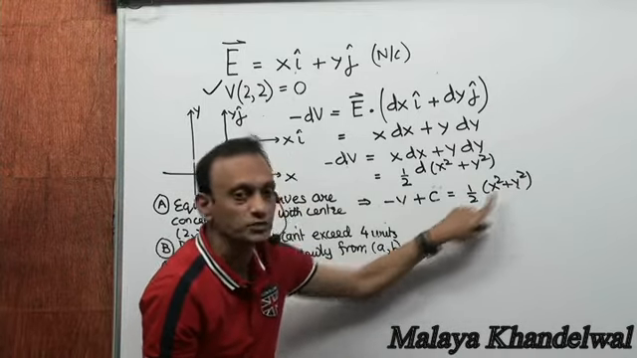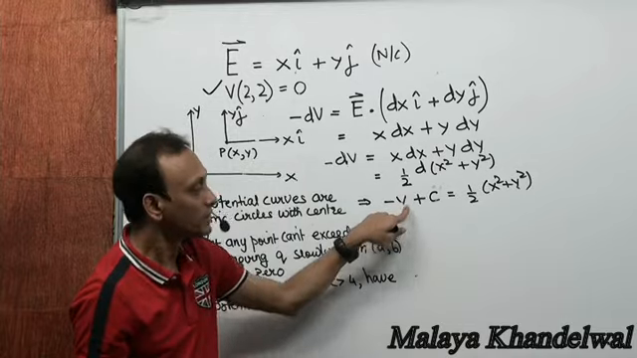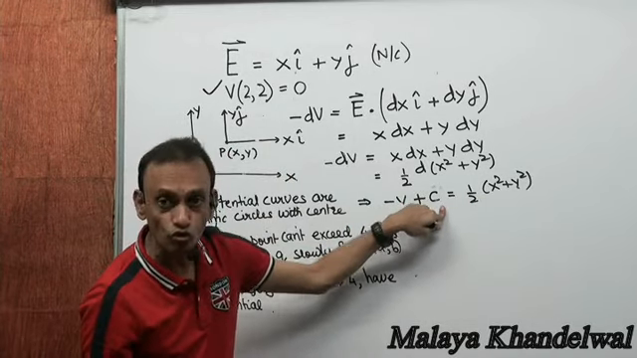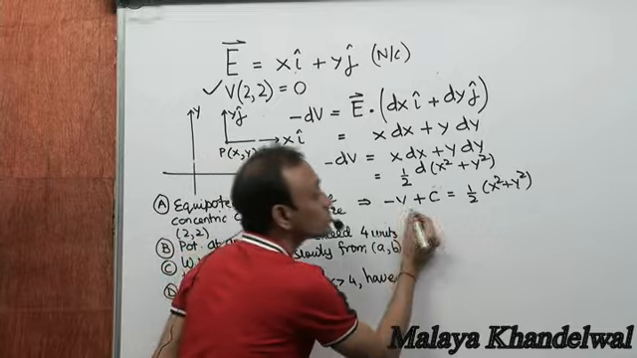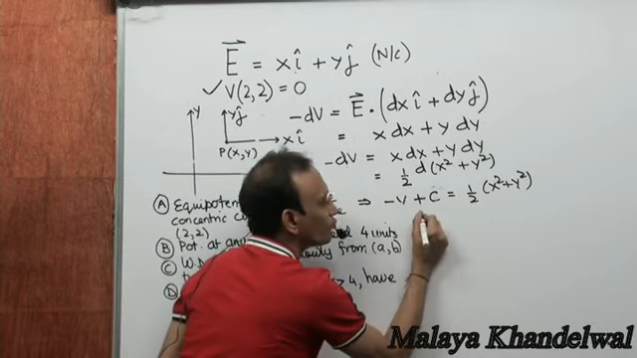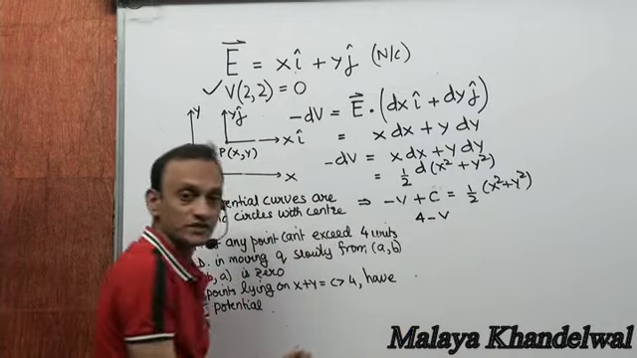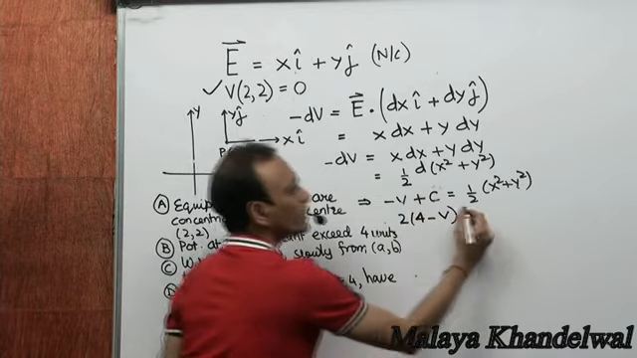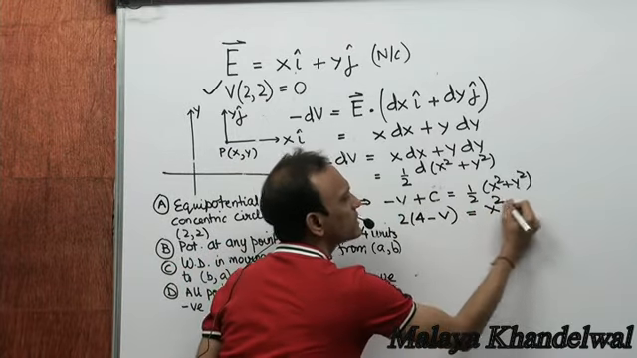Right? At x equal to 2, y equal to 2, V is 0. That gives me C equal to 4 using this boundary condition. So C is 4. That gives me 4 minus V, that's the left hand side, into 2, that's equal to x squared plus y squared.